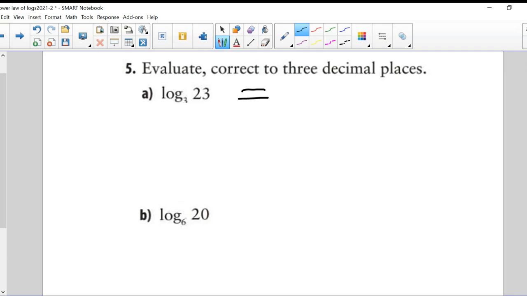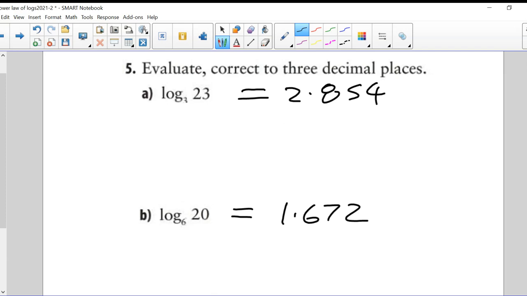All right, so I'm getting 2.854 from Isaac, and the same thing from Jeremy. 2.854. All right, and give me the log base 6 of 20 now. What's the log base 6 of 20? Well, I'm hearing it's 1.672.